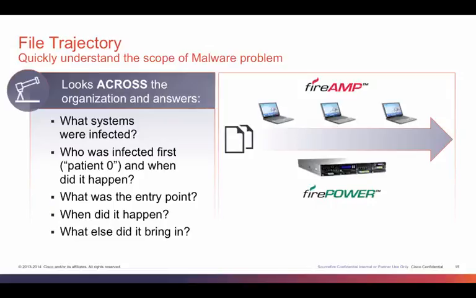File trajectory delivers the ability to track malware across your network using existing SourceFire sensors or the FireAMP connectors, providing detailed information on point of entry, propagation, protocols used, and which users or endpoints are actually involved.